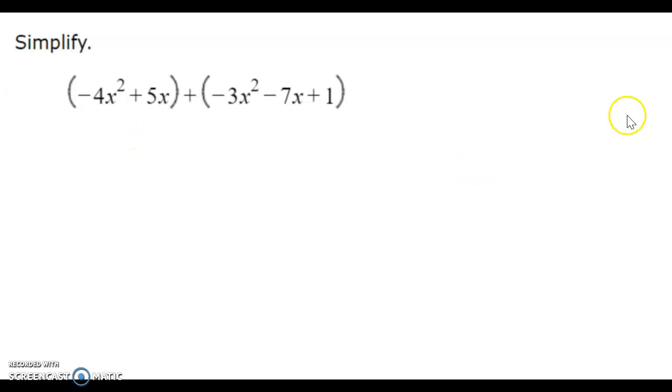Now, when we actually get to simplifying some of these things, well, first of all, you're going to be adding and subtracting polynomials quite a bit today. Now, polynomials are these expressions that are more than one term long. So negative 4x squared plus 5x is one whole polynomial, and negative 3x squared minus 7x plus 1, those are two full polynomials, the one underlined in red and the one in green.